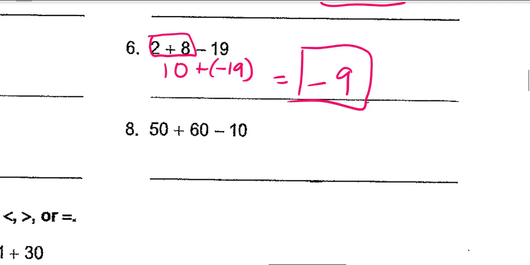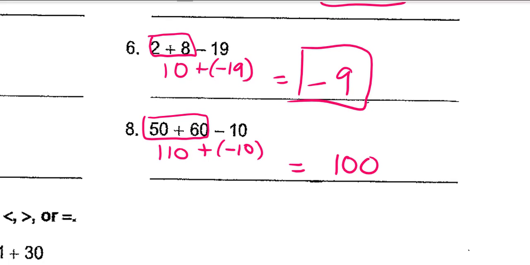And the last one for this group, we have a +50 and a +60. So I'm going to do those two together. That would give me 110 positive. We're subtracting 10, so I'm going to add the opposite. We're adding a -10. Signs are different, so you subtract 110 minus 10 is going to give you 100. And 110 is the larger absolute value. It's positive, therefore the answer will be positive.